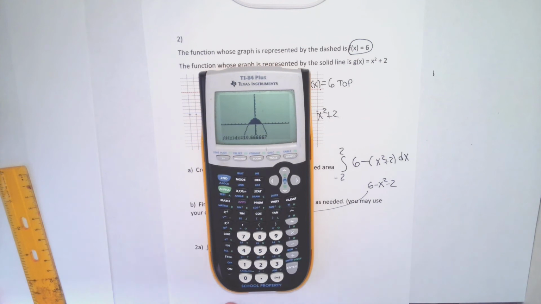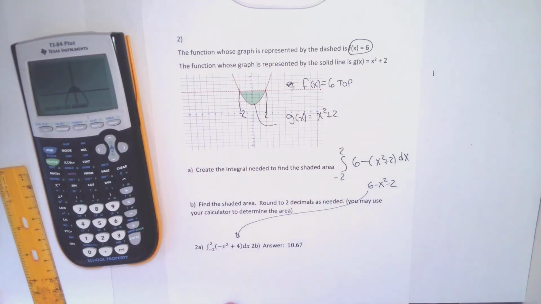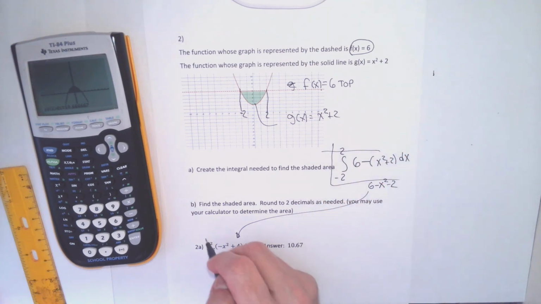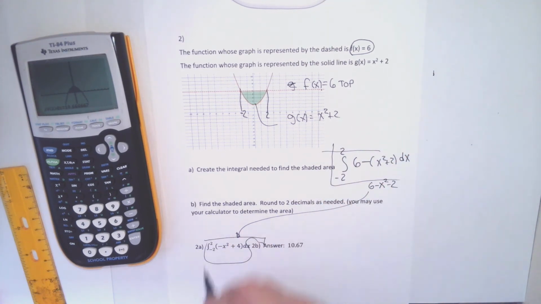And the answer is going to be, rounded to 2 decimals, 10.67. So this answer for part A is completely fine. The simplified version of it is also completely fine.